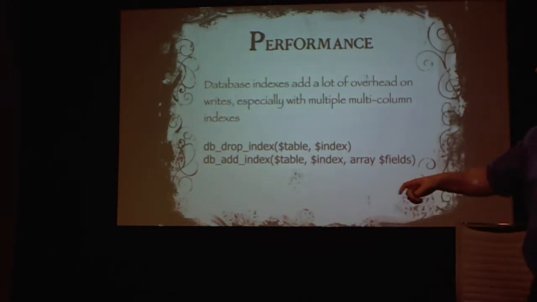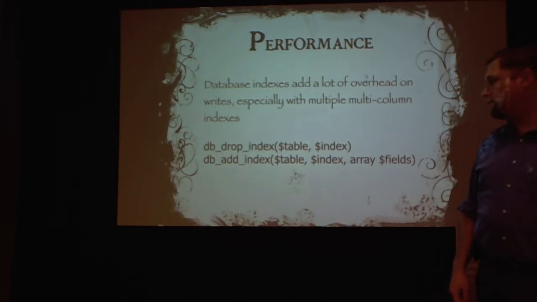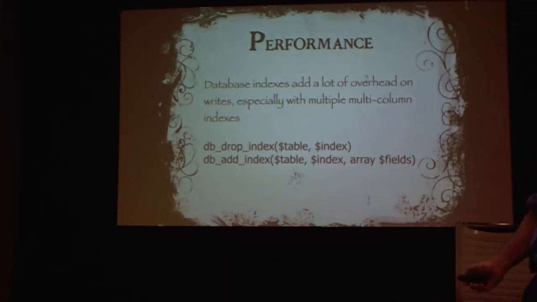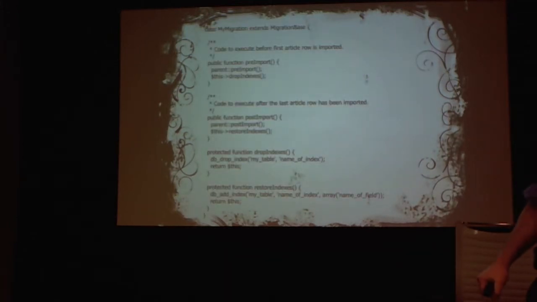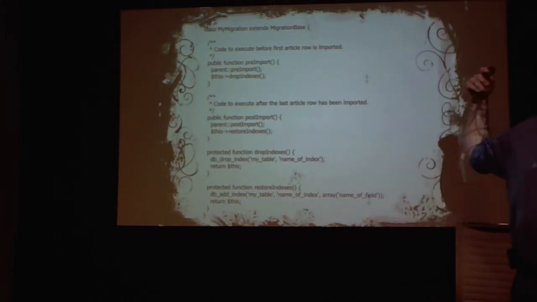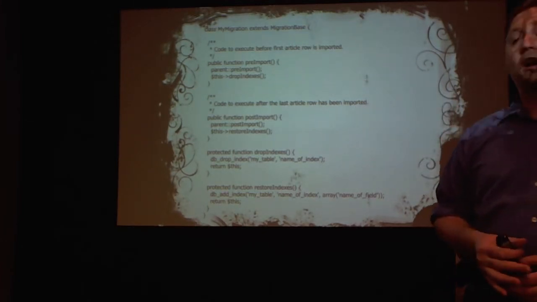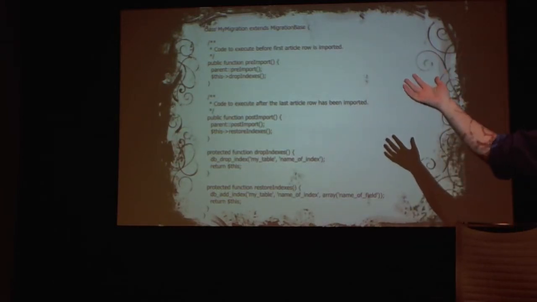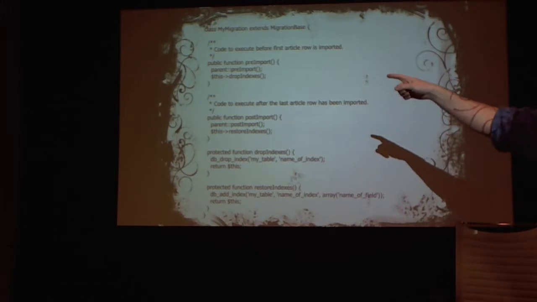And so the API is there, it's db drop index, the name of the table and the name of the index. And then at the end, you do db add index. What that looks like in your migration is, you call this pre-import method, which gets called right before the migration is about to start. Obviously you call the parent method to make sure that it fires off whatever tasks it needs. And we drop the indexes.